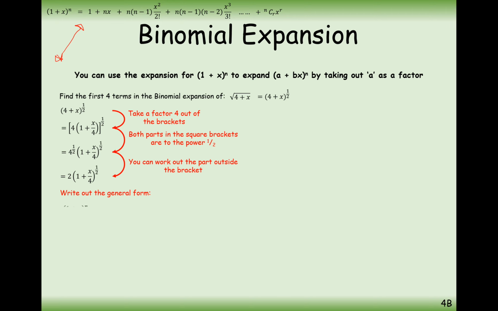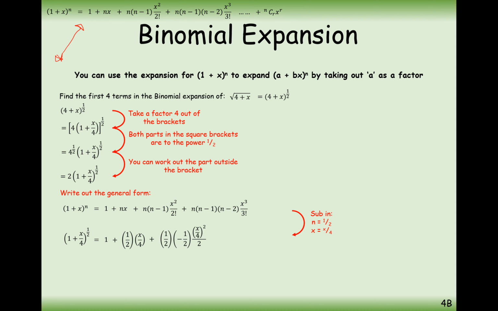So let's now write out the general form for (1 + x)^n. You can just grab this from your formula booklet. This time n is going to be a half and x is going to be replaced with x over 4. So let's write out the formula. Let's always start with a 1 and then plus a half times x over 4. That's the n value and the equivalent x value. Let's move on to the next bit.